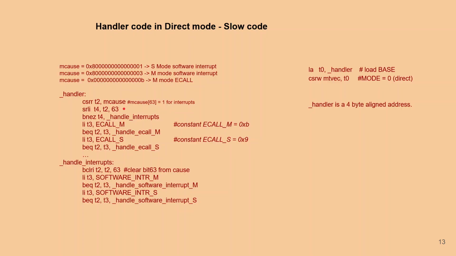For example, in this case, we see that the handler first checks bit 63 of mcause, and if it is set, jumps to the handle interrupts routine. And once it is in the handle interrupts routine, it compares the rest of the mcause bits with various interrupt codes to jump to the appropriate interrupt handler routine. Now, this approach for a handler is simple but time consuming and slower for interrupt heavy systems. Let's see how the vectored addressing mode makes it better.